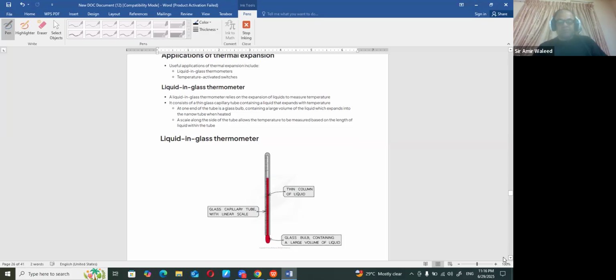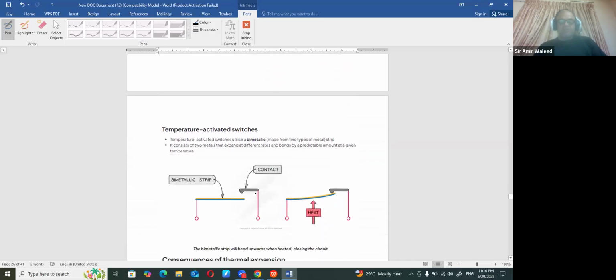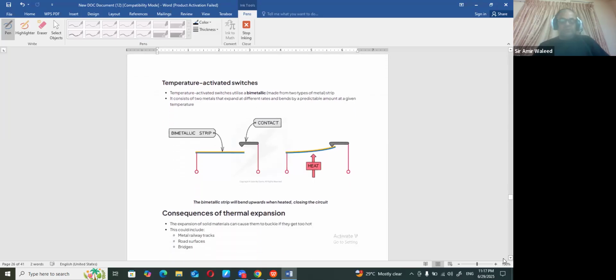Okay. Now next is the temperature activated switch. The best example is a bimetallic strip. You heat it up and it starts expanding. It consists of two metals that expand at different rates and bends by a predictable amount at a given temperature. This is one of the examples of practical use.